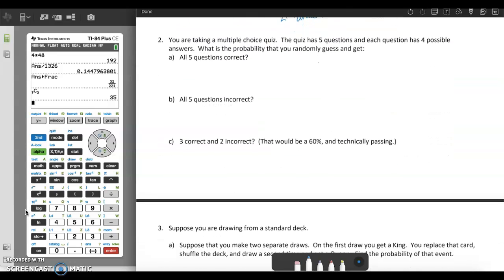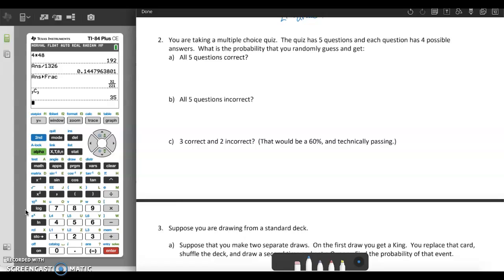Okay, let's look at number 2. You are taking a multiple choice quiz. The quiz has 5 questions, and each question has 4 possible answers. What is the probability that you randomly guess and get, and part A says, all 5 questions correct.